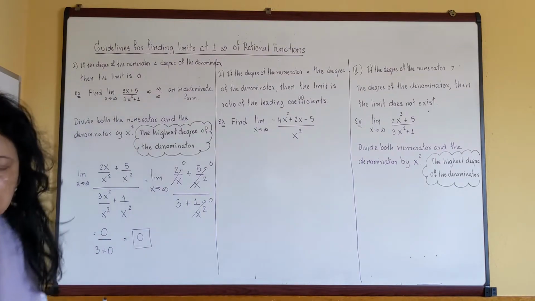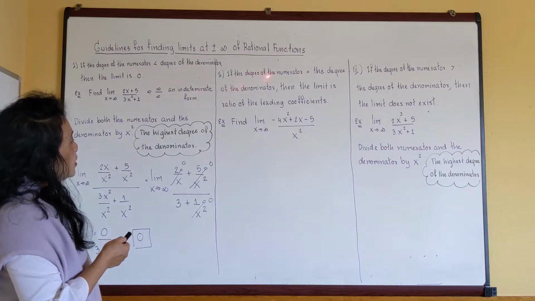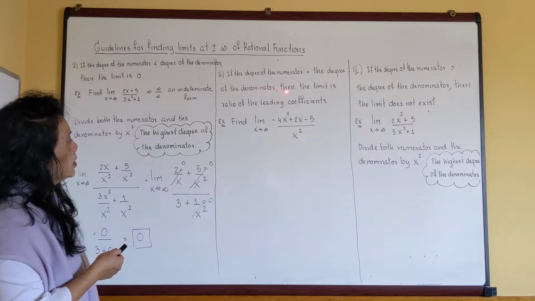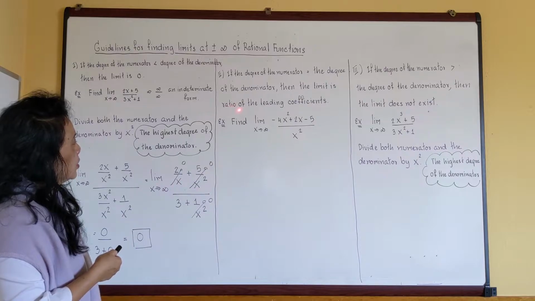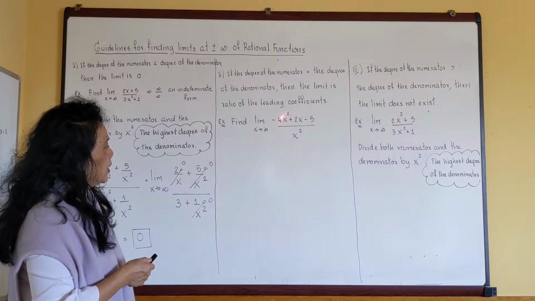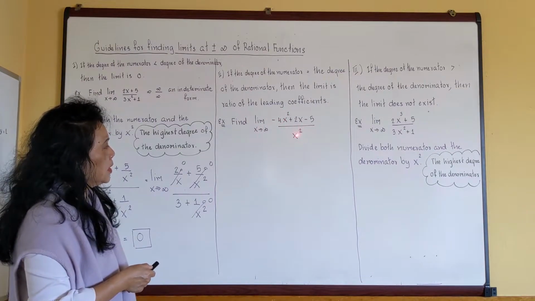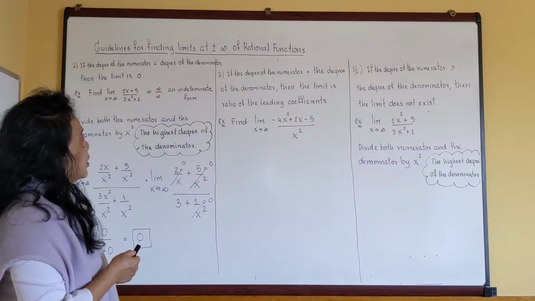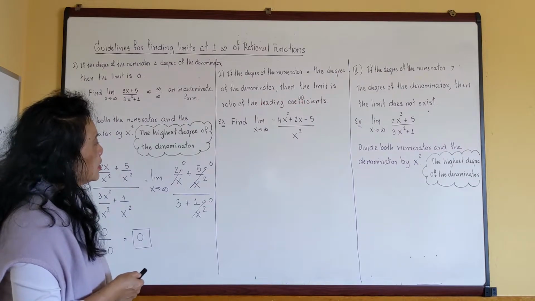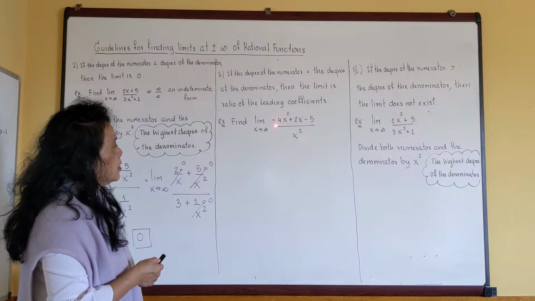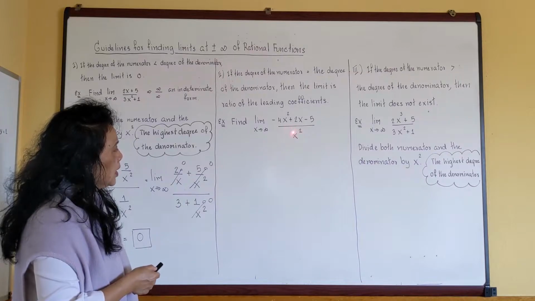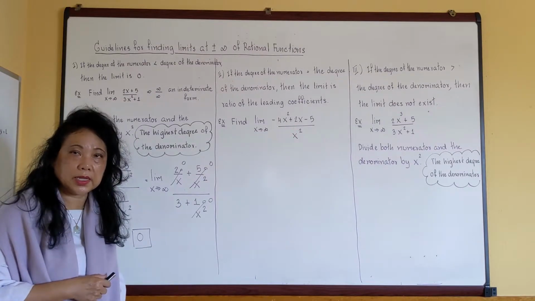The second one: if the degree of the numerator is equal to the degree of the denominator, then the limit is the ratio of the leading coefficients. Look at this example. The degree of the numerator is 2. The degree of the denominator is also 2. And we should get that the limit is the ratio of leading coefficients. The leading coefficient of the numerator is negative 4. The leading coefficient of the denominator is 1, so the answer should be negative 4.